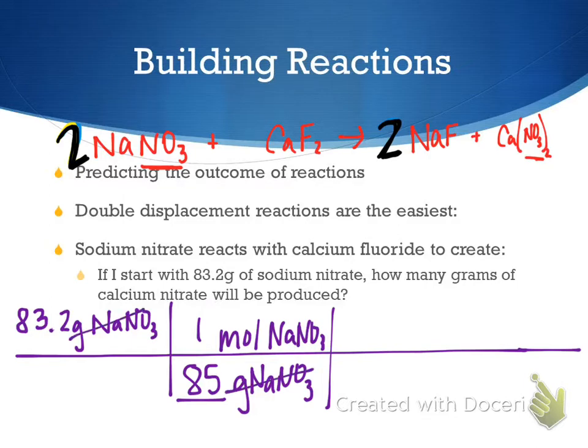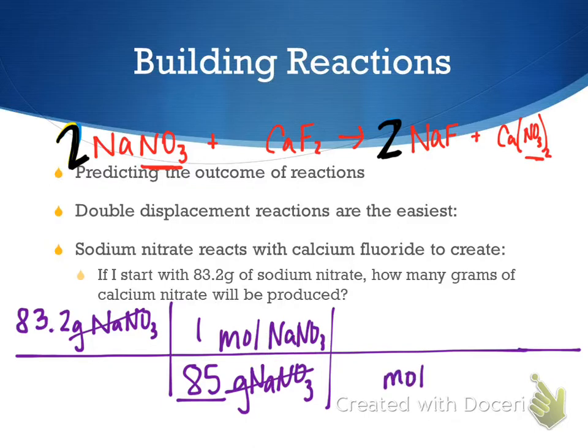Okay, so I've canceled grams of sodium nitrate. I got the molar mass to come out at about 85. Is that what you had? 23 plus 14 plus 48? Yeah? Okay, good.